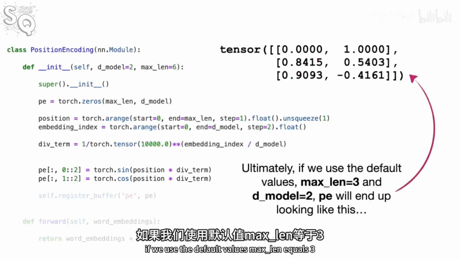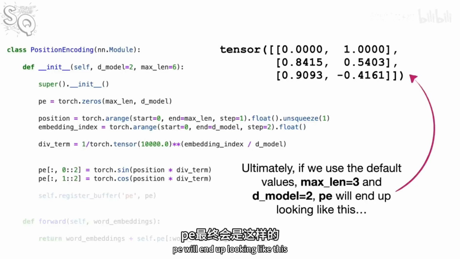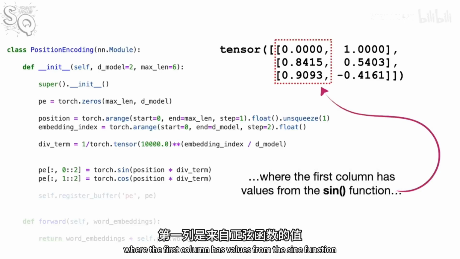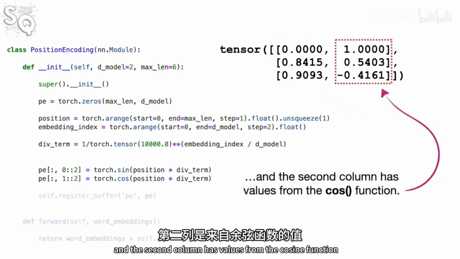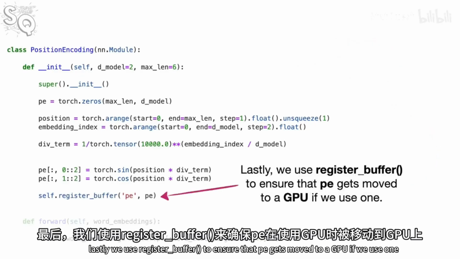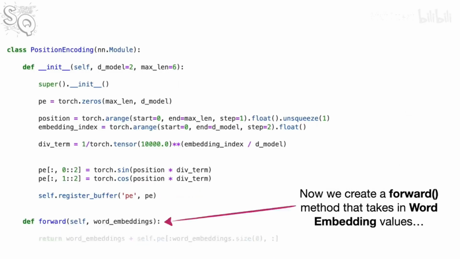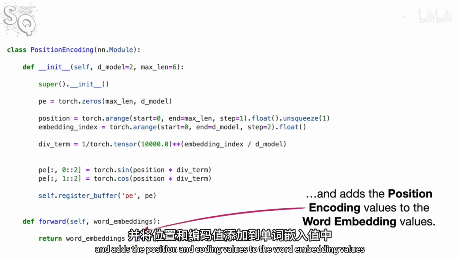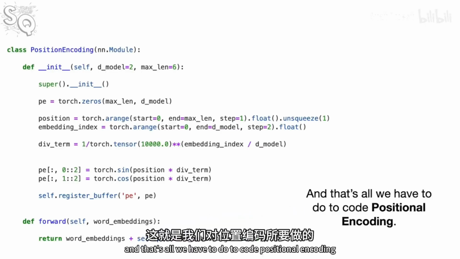Ultimately, if we use the default values, maxlen equals 3 and dModels equals 2, PE will end up looking like this, where the first column has values from the sine function, and the second column has values from the cosine function. Lastly, we use register buffer to ensure that PE gets moved to a GPU if we use one. Now we create a forward method that takes in word embedding values and adds the position encoding values to the word embedding values. And that's all we have to do to code positional encoding.